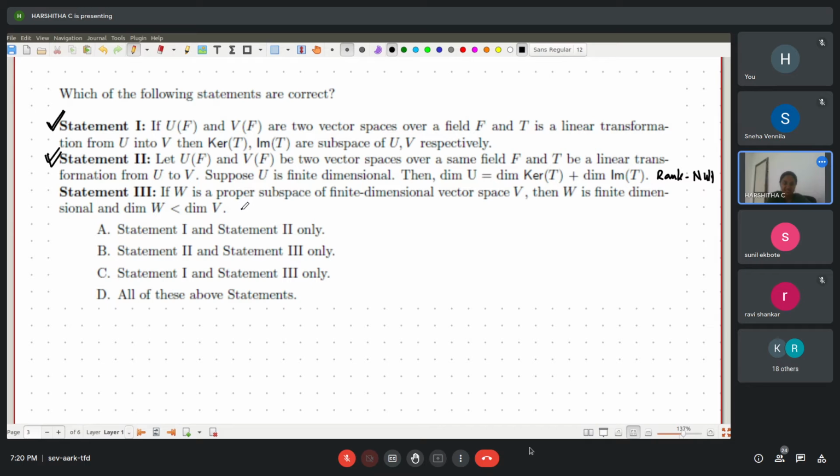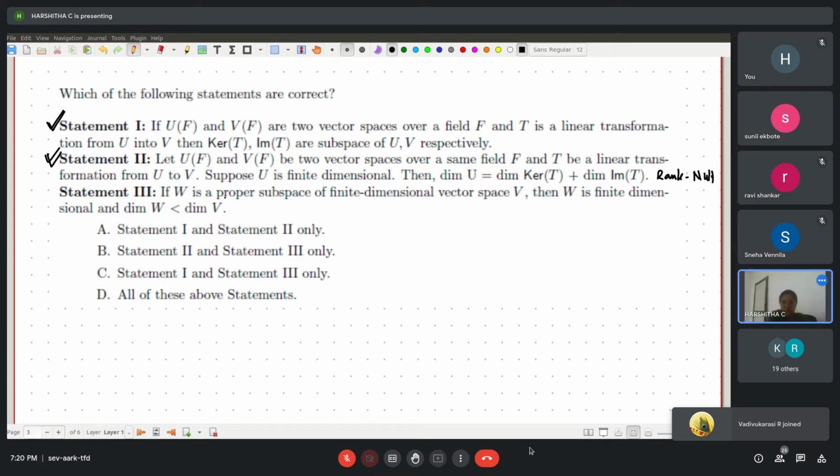So yeah, is this true? Yes, ma'am, true. It is a proper subspace, no? Yeah. So in general, for any subspace, you can see that the dimension is less than or equal to dimension of V. But here, since it's a proper subspace, it is strictly less than dimension of V. So this also is a true statement.